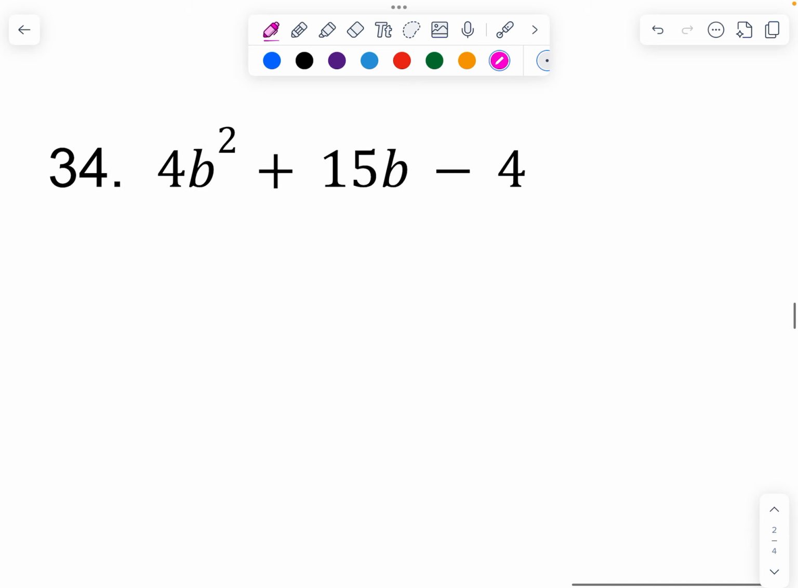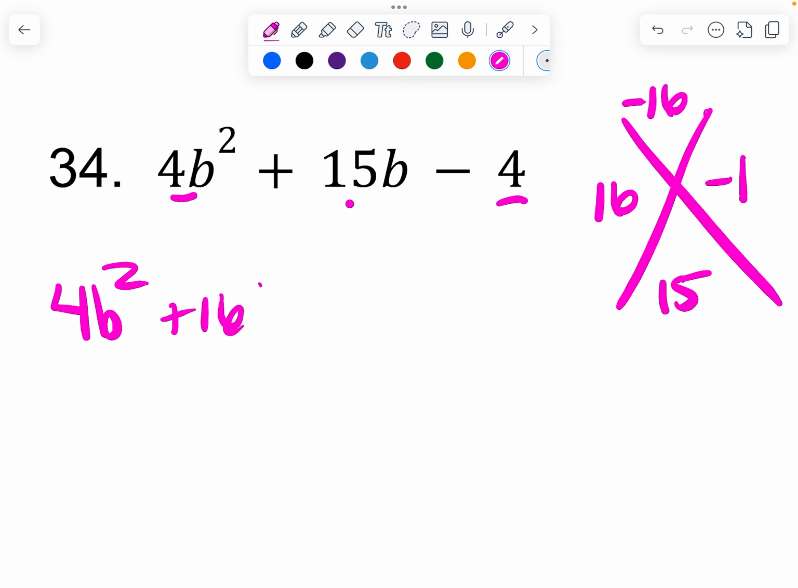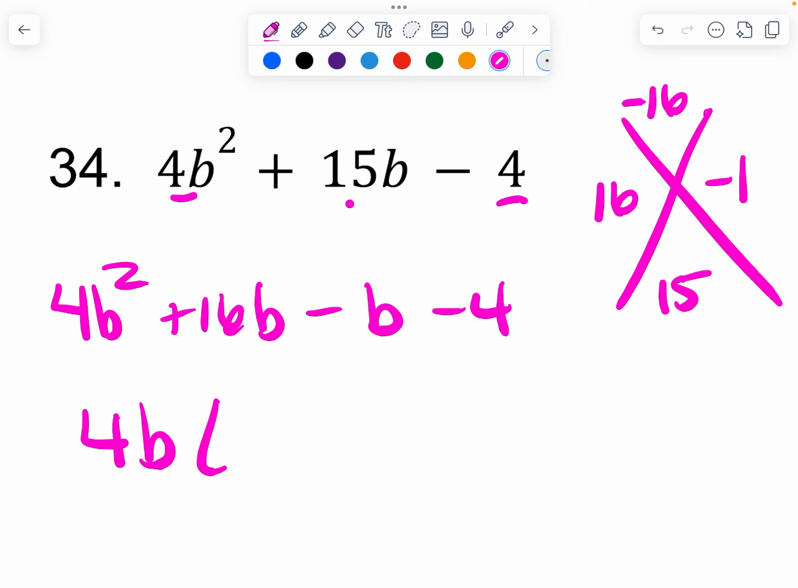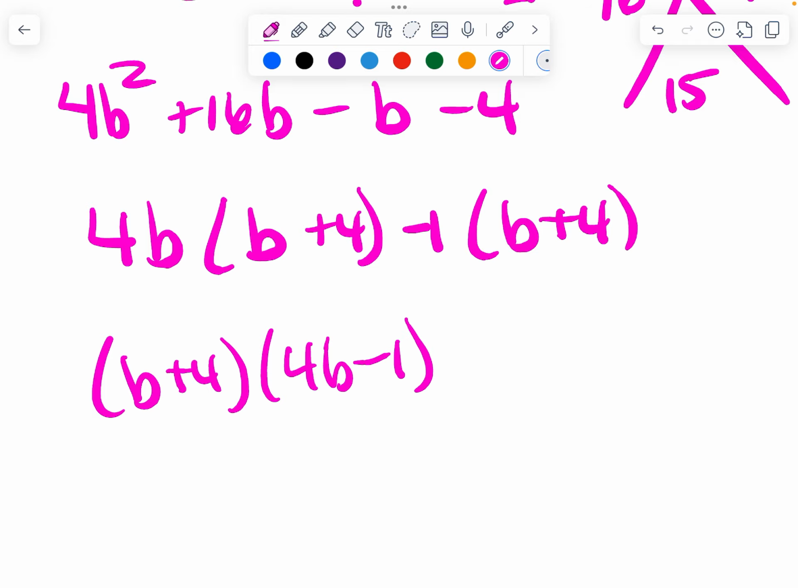This one, first is a perfect square, last is a perfect square, but the middle does not have a 2, so we can't do it that way. So negative 16 that add to 15, that would be a positive 16 and a negative 1. 4b squared plus 16b minus 4. You can take out a 4b and you are left with b plus 4. Take out a negative 1 and you've got a b plus 4. They are the same, so b plus 4 times 4b minus 1.